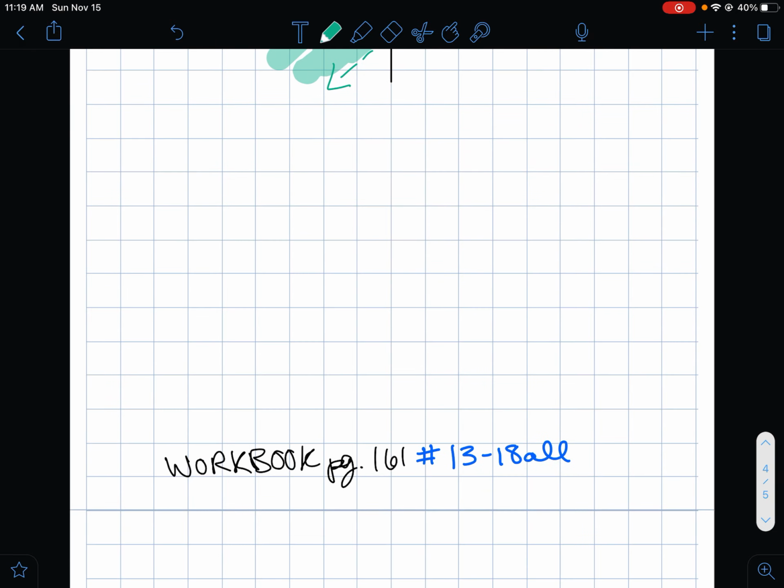For your virtual learning tomorrow, you're going to be working in your workbook on page 161, 13 through 18 all. It's basically 6 graphs there, and you need to graph them, shade them, and make sure that they have the solid line or the dashed line as well. And don't forget to shade.